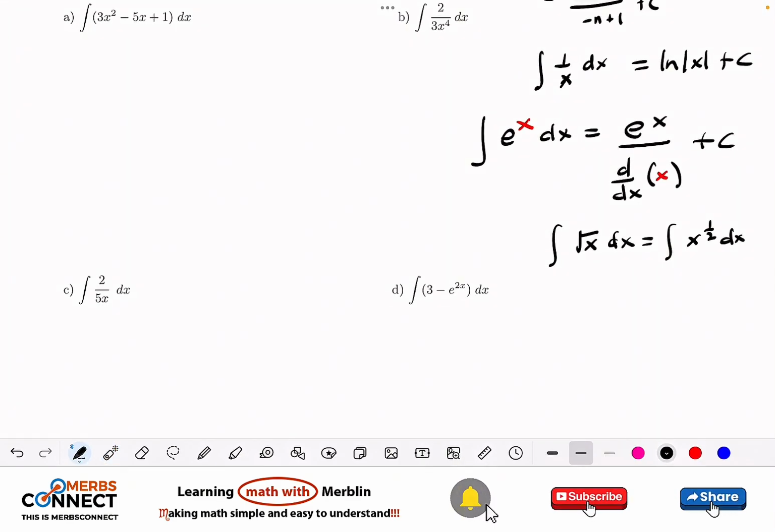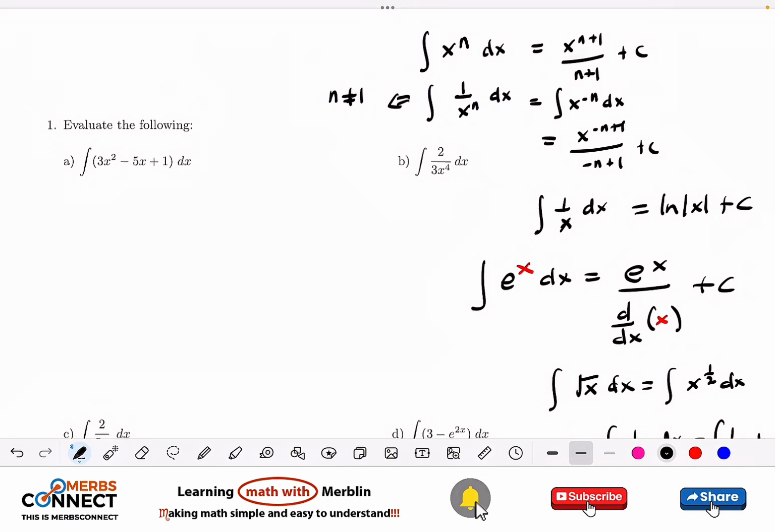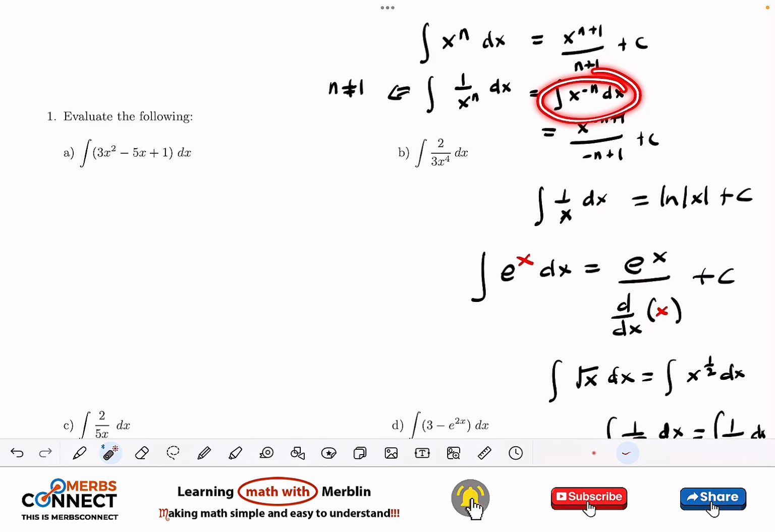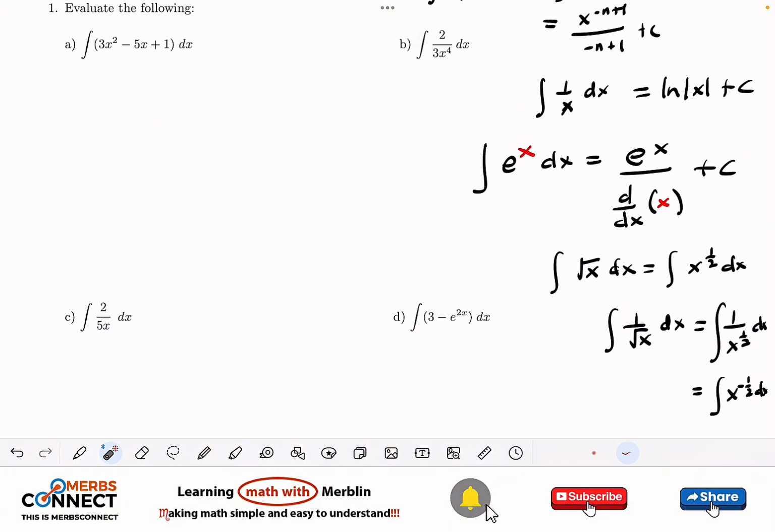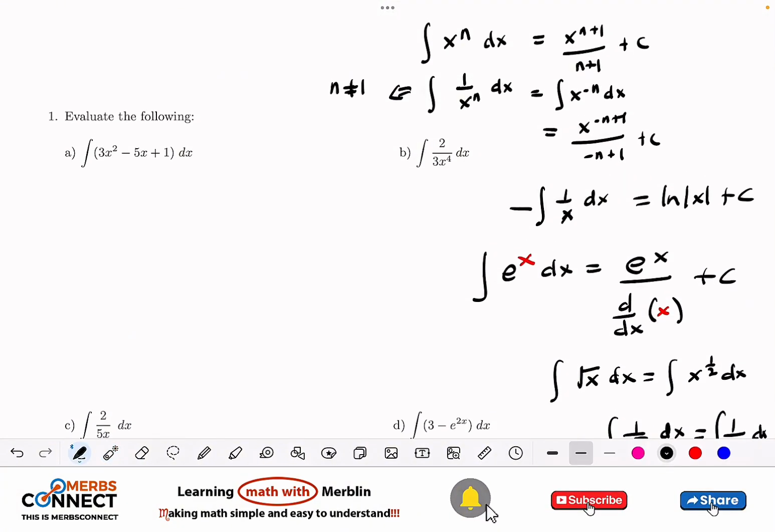Also, when I have 1 over the same radical function dx, this can be written as 1 divided by x to the power 1 over 2 dx, and this is going to be the integral of x to the power minus 1 over 2 dx. Then you apply the same power rule here as well. Here we cannot just move this up when the power is minus 1, so this can be written as x to the power minus 1 dx.